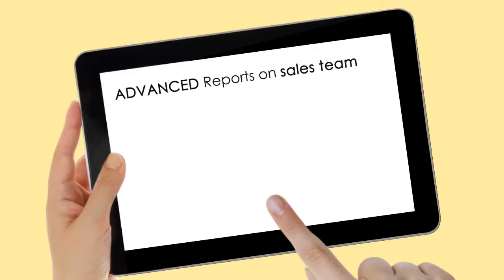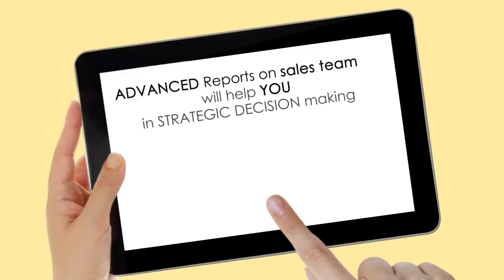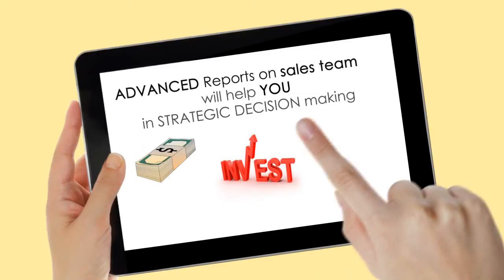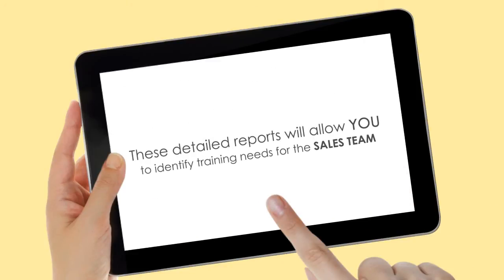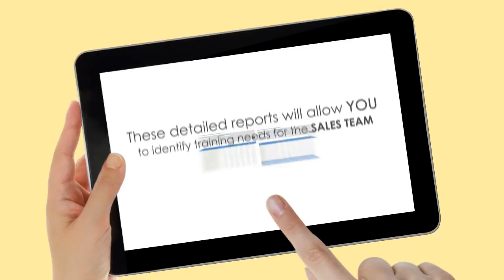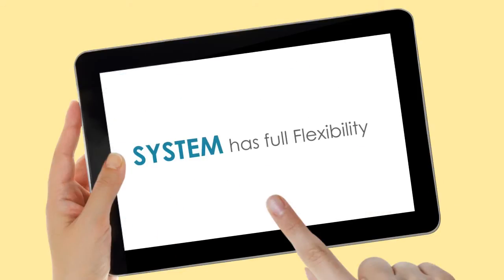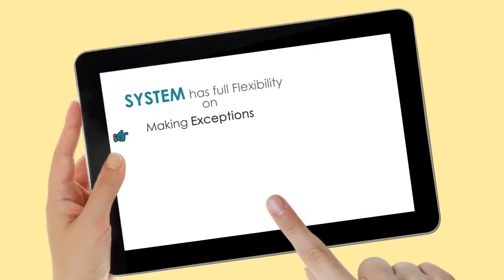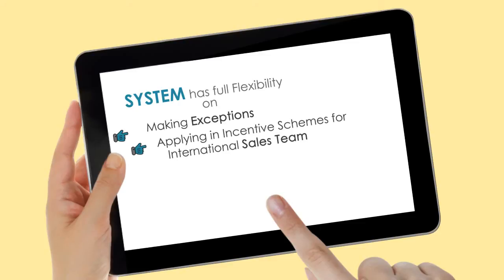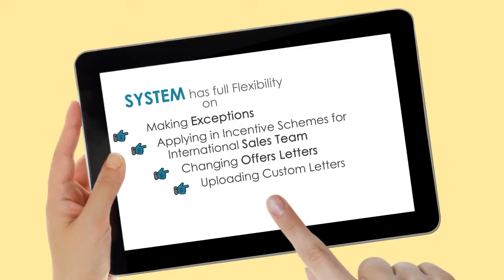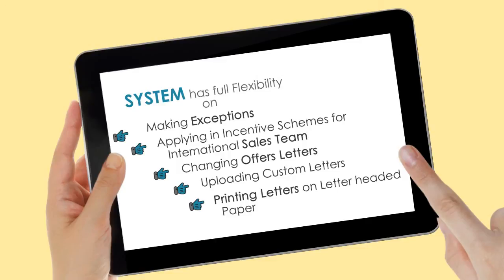Similarly, advanced reports on the sales team will help you in strategic decision making over budgets, investments, and regional development. These detailed reports will allow you to identify the training needs of the sales team, and these reports can be generated course-wise and intake-wise. The filters on the top of the report are very well designed to generate desired information. The system has full flexibility on making exceptions, applying incentive schemes for the international sales team, changing offer letters, uploading custom letters for particular students, and printing letters on actual letter-headed paper.